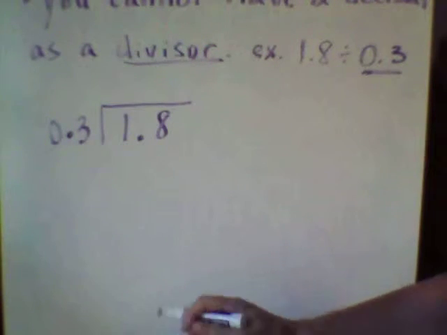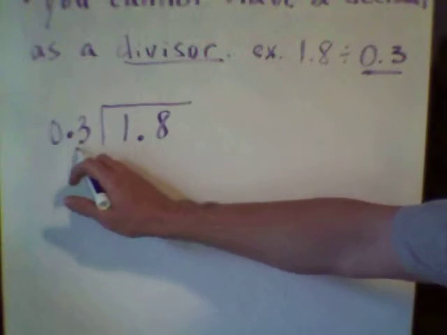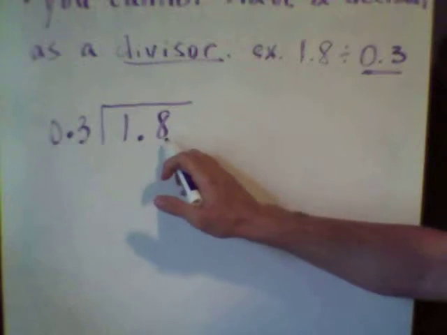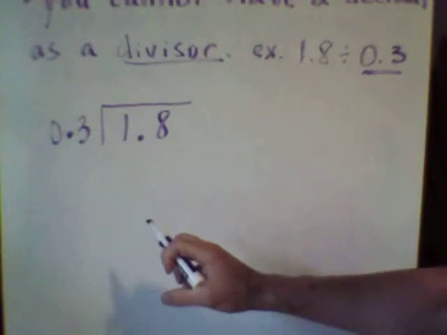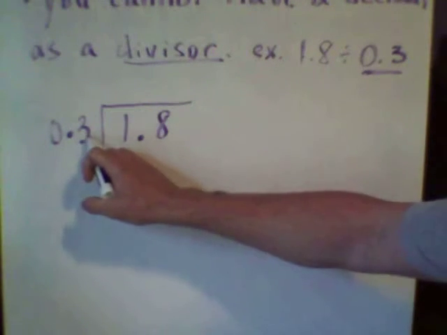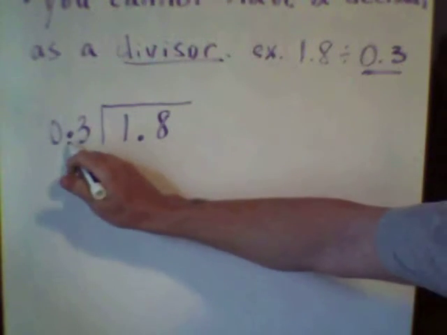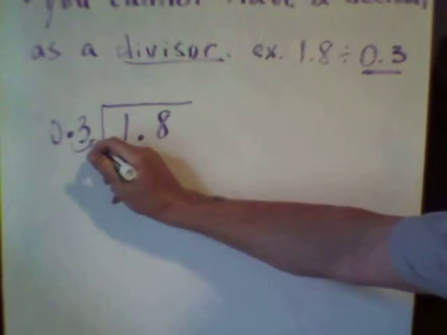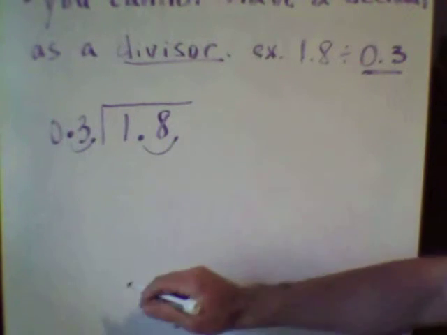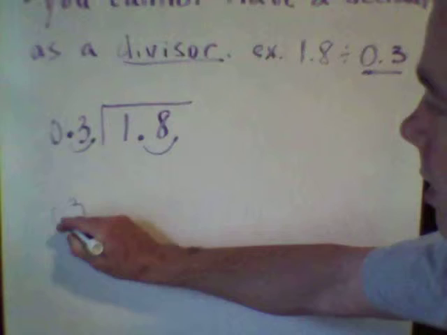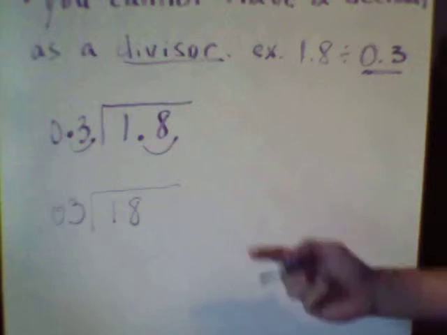And the thing that you have to remember is however many places you move the decimal in the divisor, you move the decimal the same number of places in the dividend. So if we start out with 1 8/10 divided by 3/10, I have to make this a whole number. It has to be a whole number, no decimal. So I need to move this decimal one place, and I'm also going to do the same thing to the dividend. I'm going to move it one place. So my new problem becomes 18 divided by 3.